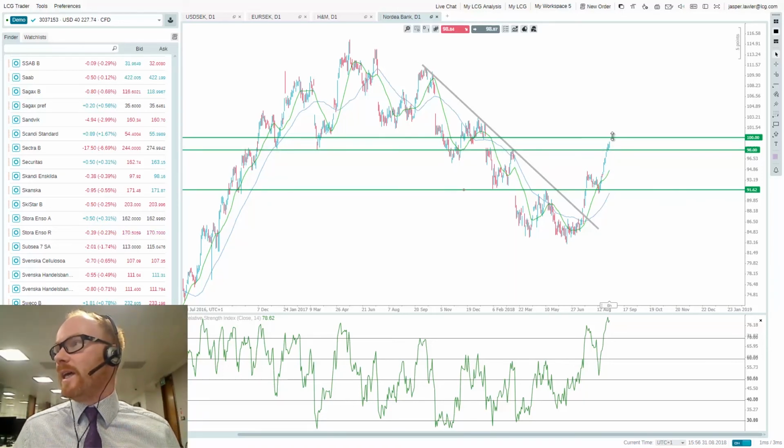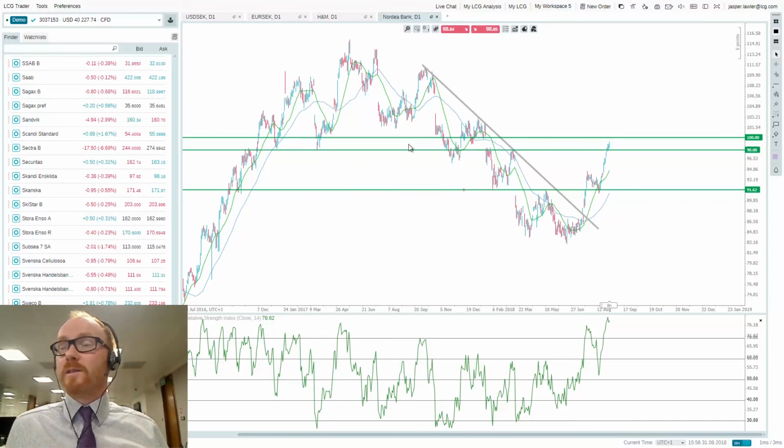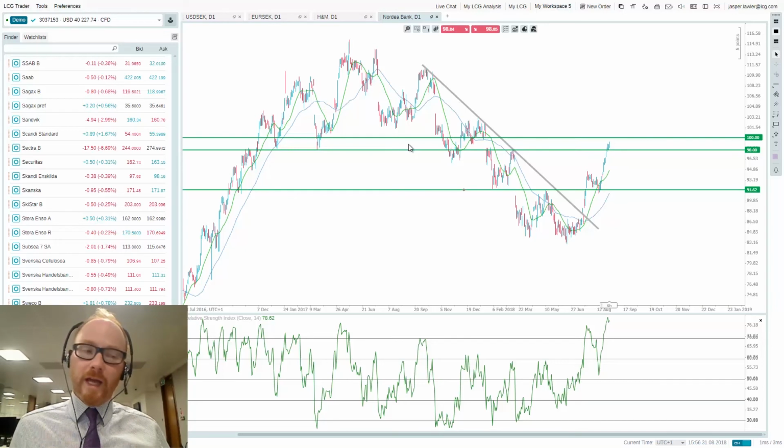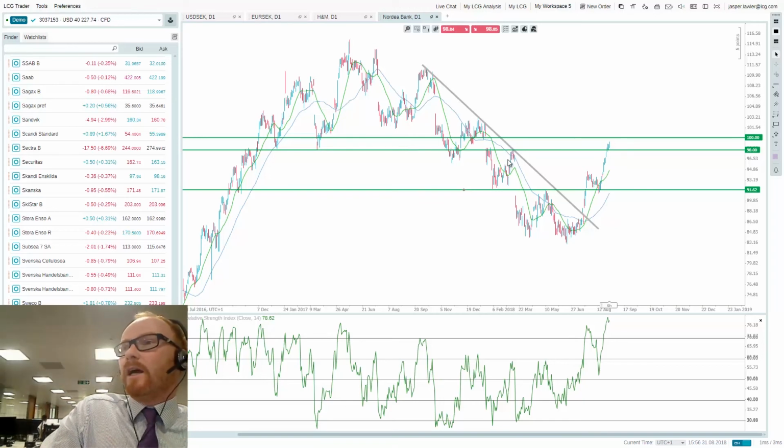So between that 98 to 100 level is a key potential resistance, the price coming back to test that old head and shoulders neckline. So if there is a bit of a rough result, a strong showing for the nationalists in the election, potentially this 100 level holds, and we see shares at Nordea Bank moving back down from here. So watch out for this area of resistance.